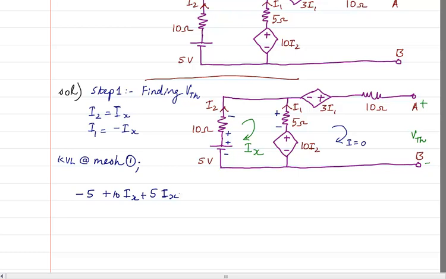So I am not writing I2 or anything. I am just straight away writing in terms of Ix. And then the last is the voltage source, which is again going to be plus 10 I2. That is going to be equal to 0.